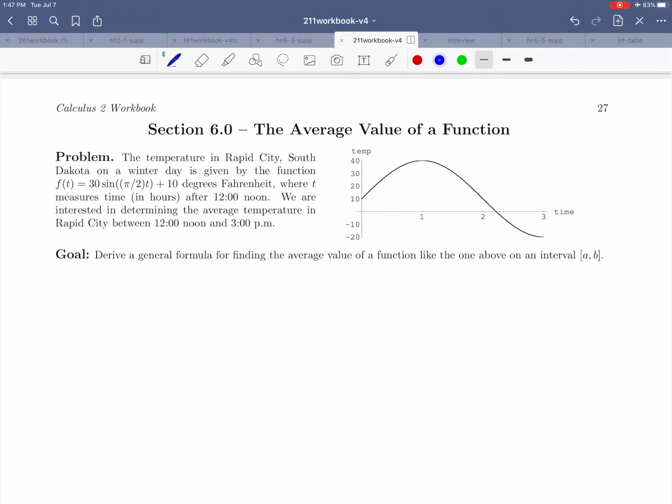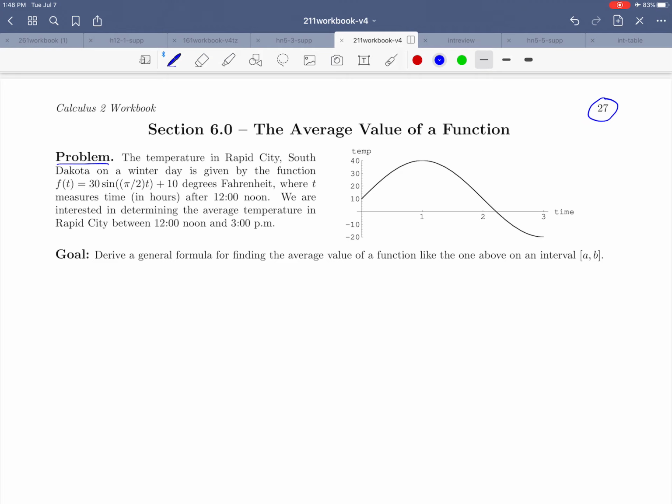Hello everybody, and welcome to the beginning of Chapter 6. We are looking at page 27 in the workbook, and in this section we're going to look at an application of integration called finding the average value of a function. To illustrate this problem, let's start with an example.